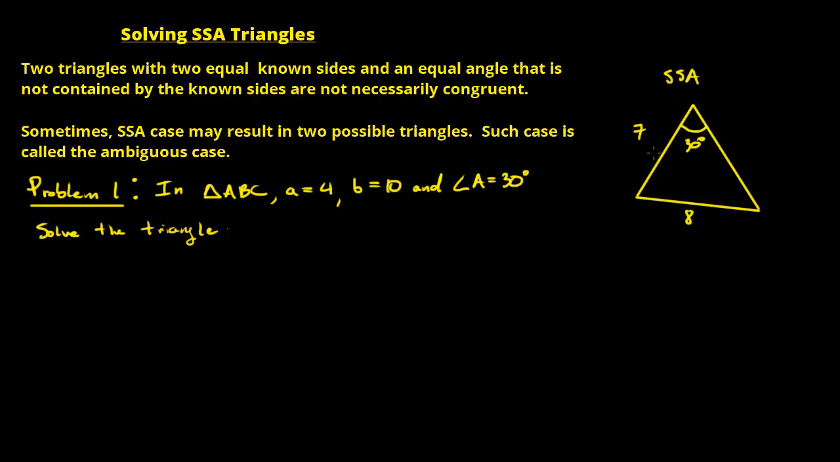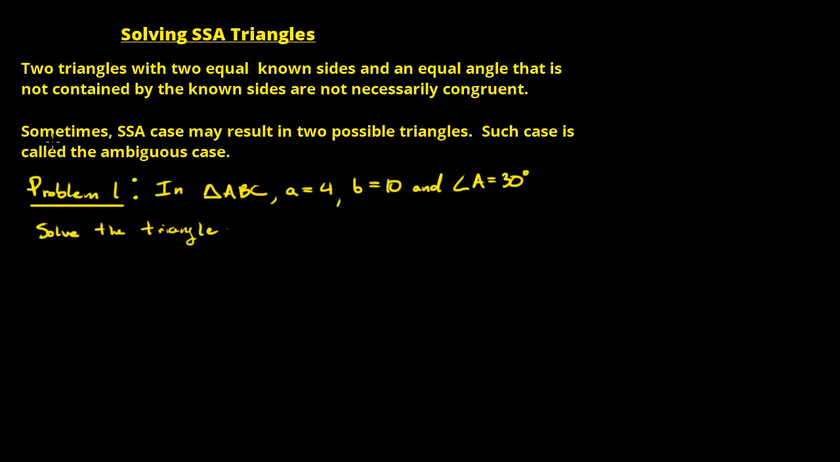So as this reads up here, two triangles that have the same two sides and the same non-contained angle are not necessarily congruent, which means they're not necessarily the same triangle. And you're going to see why that's true in the next video.